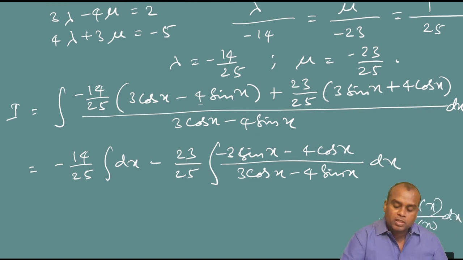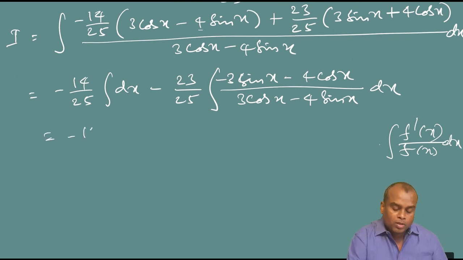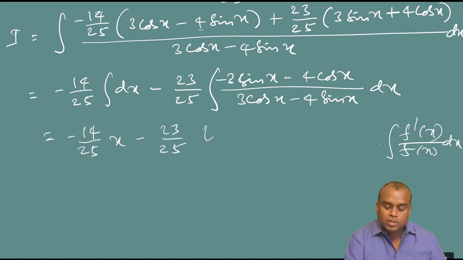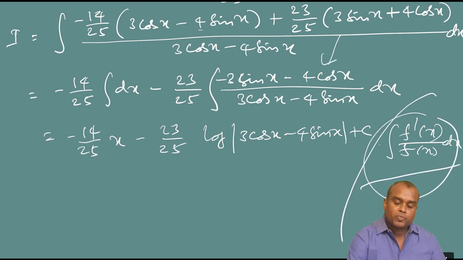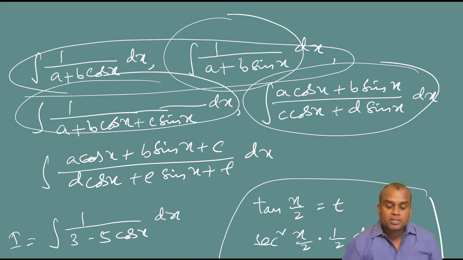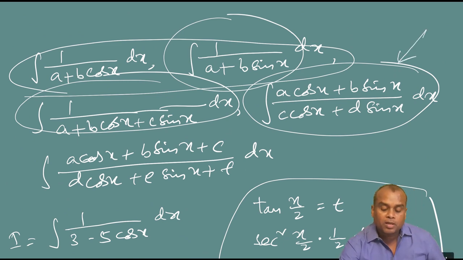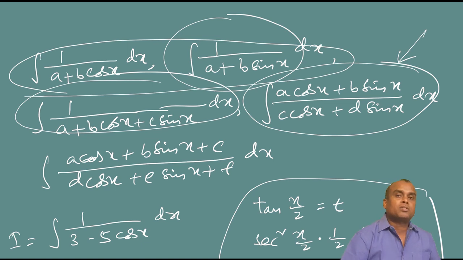So you know that this integral is nothing but, it is minus 14 by 25 into x minus 23 by 25 into, this is nothing but log mod denominator 3 cos x minus 4 sin x plus c. Applying this formula here. Okay. So that is how we handle this type. Integral a cos x plus b sin x by c cos x plus d sin x. What we do is, we'll write the numerator as some constant into denominator plus some constant into derivative of the denominator. And the rest is obvious.